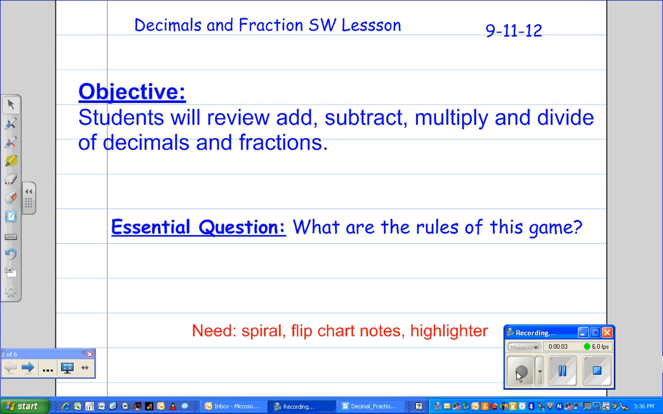All right, here we are. This is going to be Tuesday night's lesson, September 11th, in preparation for the block day.